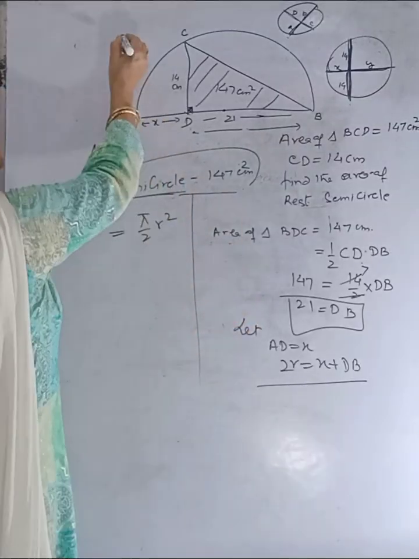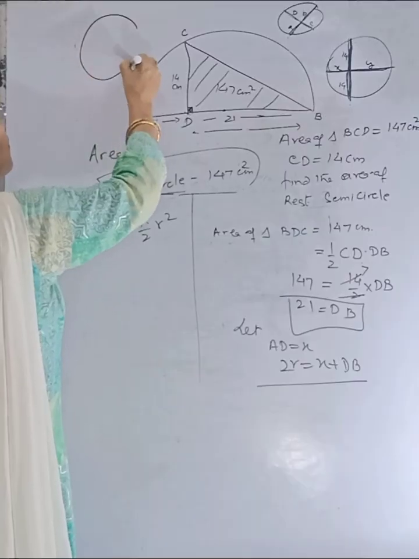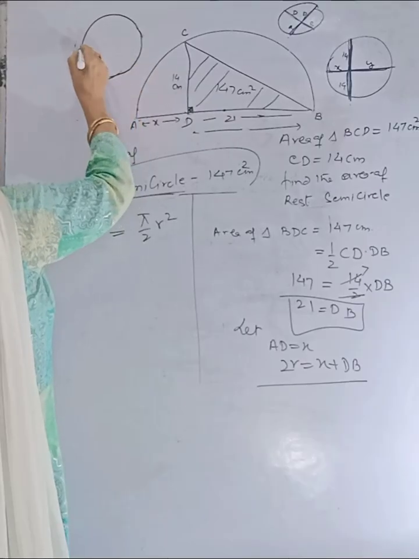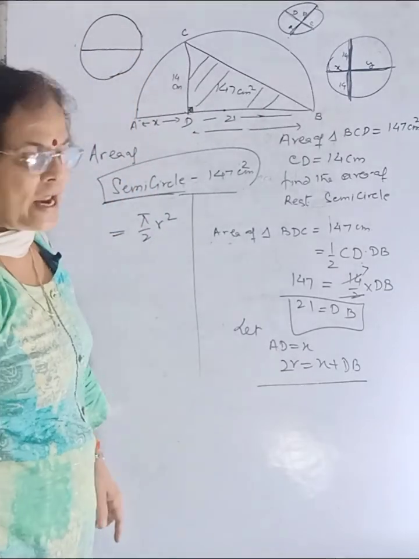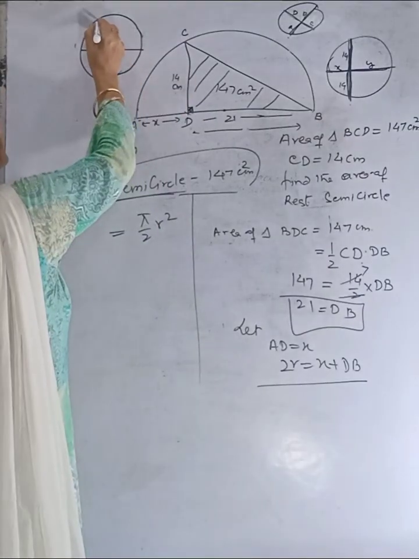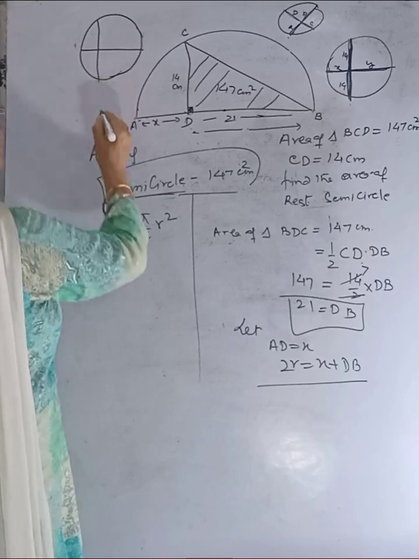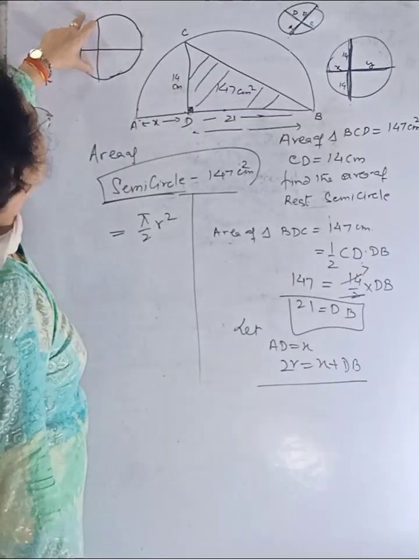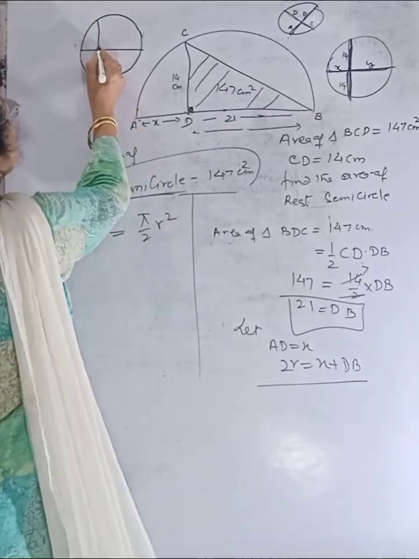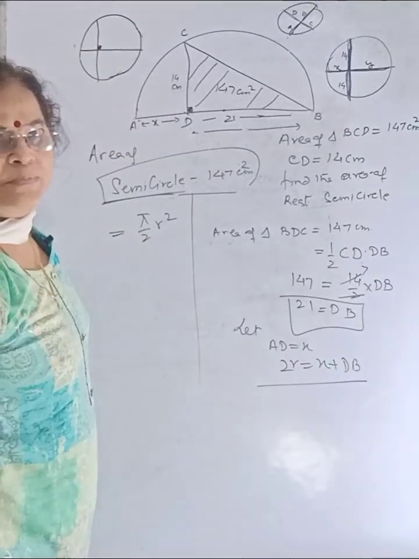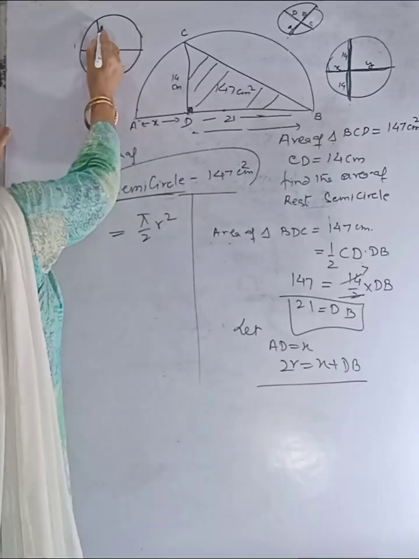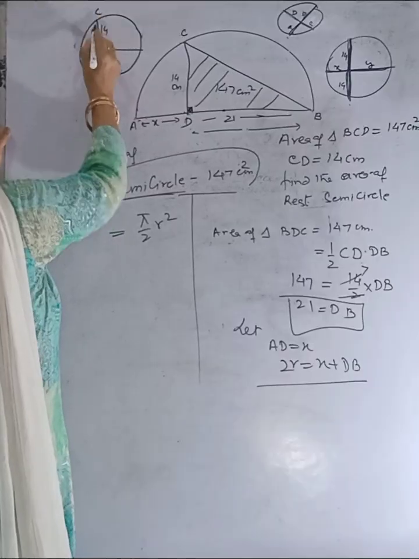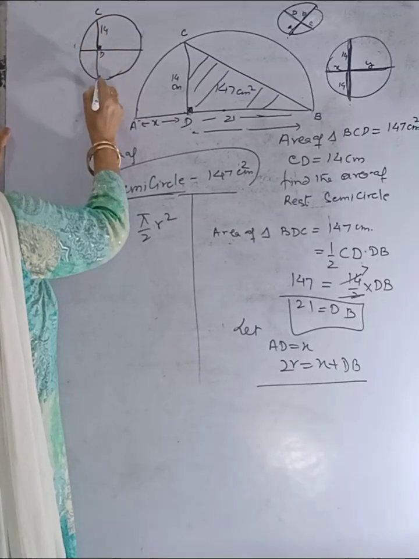I am repeating it again: we have two chords in which one of them is a diameter by chance. Because of this diameter, it always bisects the other chord into two equal portions, because it is perpendicular, as already given to us. It means if this portion CD is 14, then this portion D dash will also be 14.